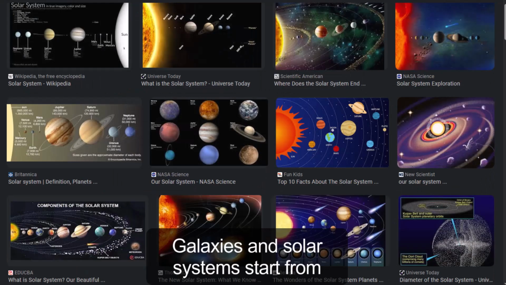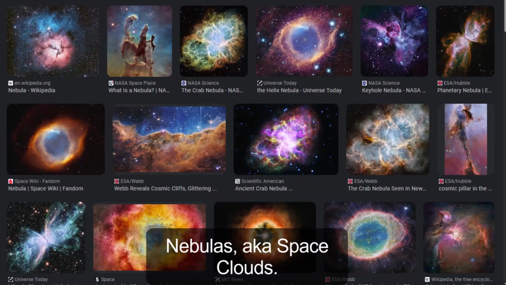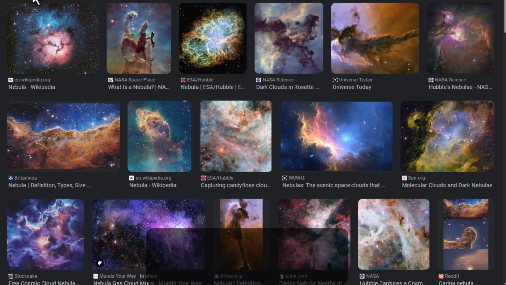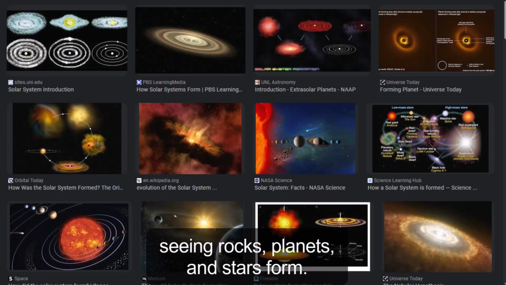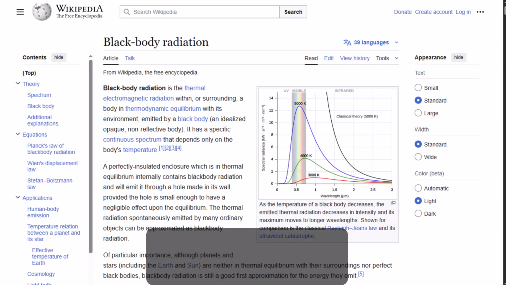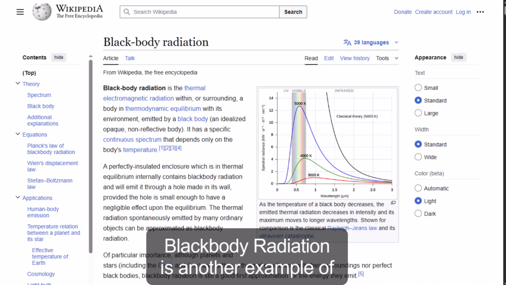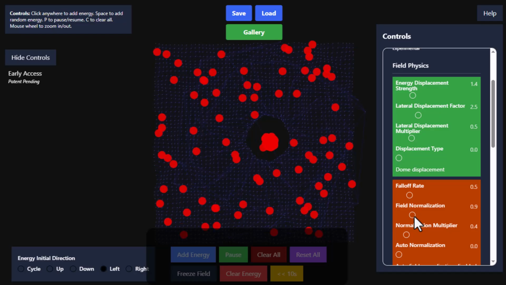Galaxies and solar systems start from nebulas, aka space clouds. When those get too dense, you start seeing rocks, planets, and stars form. Blackbody radiation is another example of this.